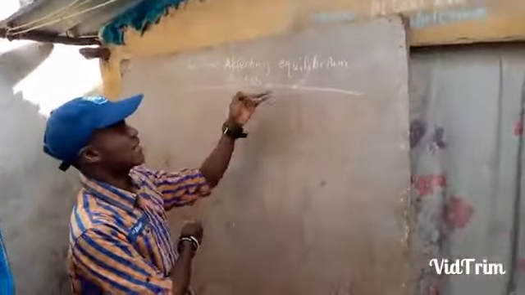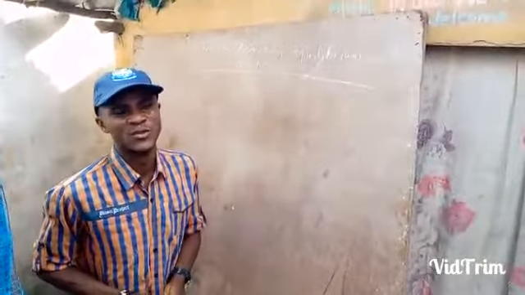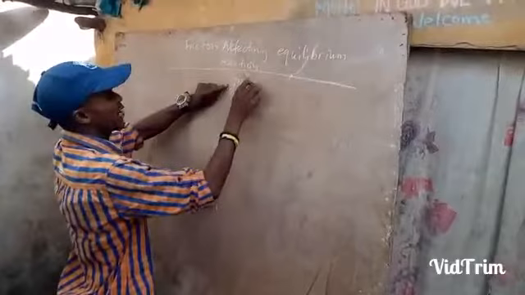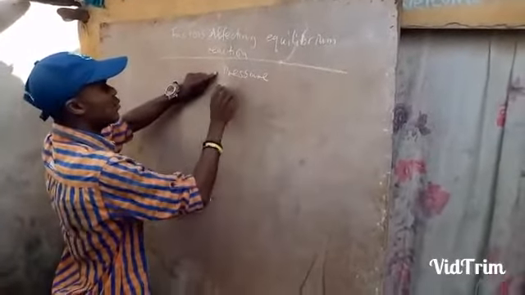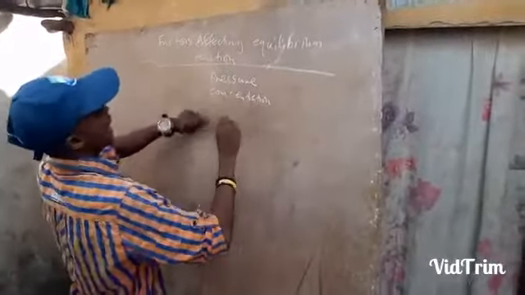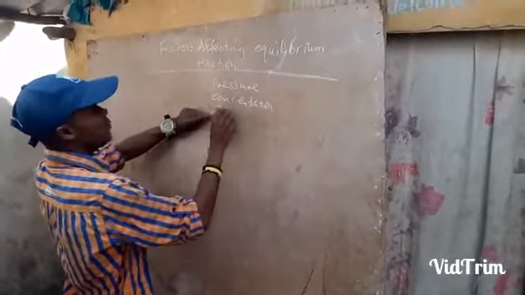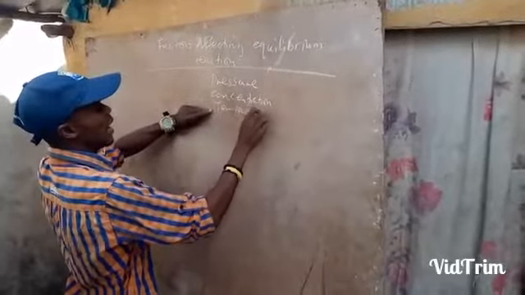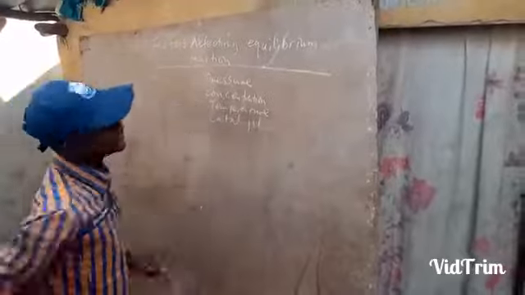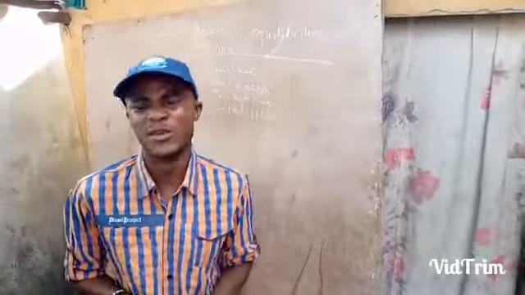The other aspect of the equilibrium reaction will now be factors affecting equilibrium reaction. There are some factors that will affect the equilibrium reactions. What are the factors that affect equilibrium reaction? The factors that affect equilibrium reactions are the pressure of the reaction or the reactant. We have concentration, we have the temperature, and we have catalyst.